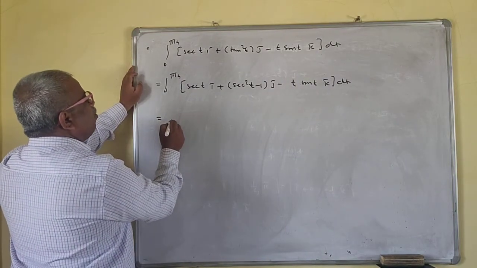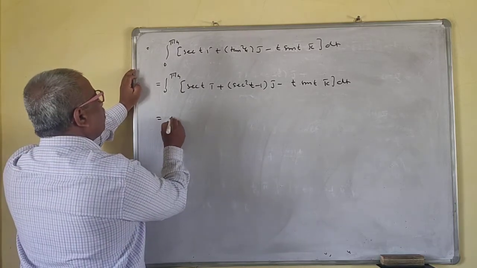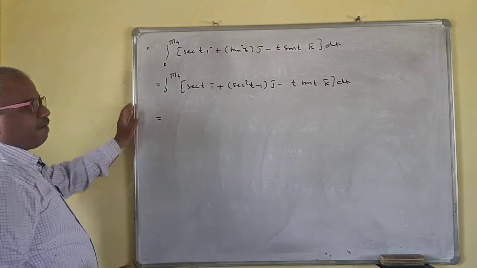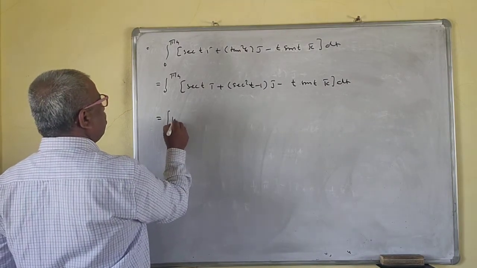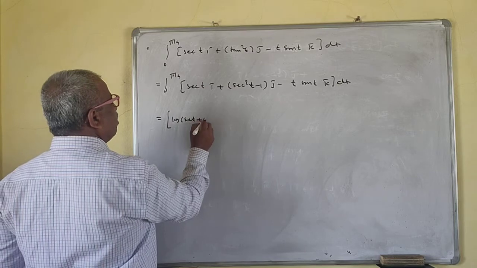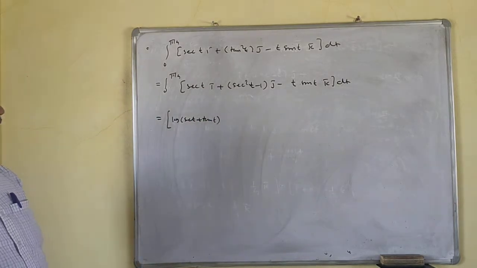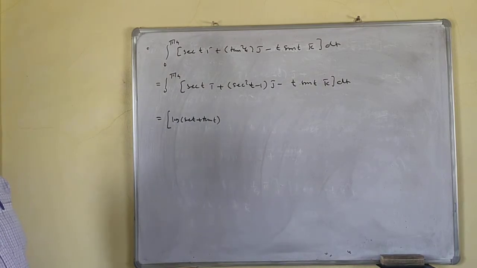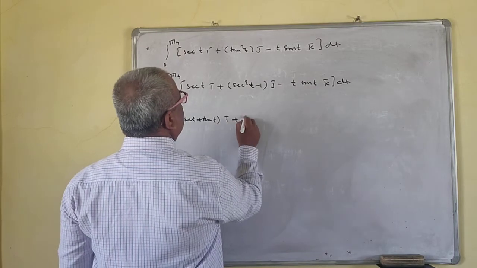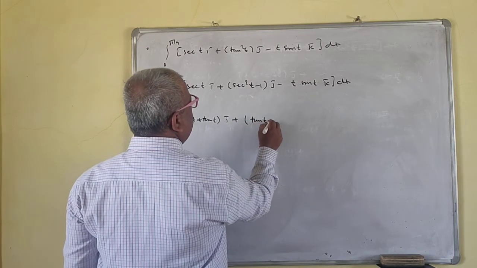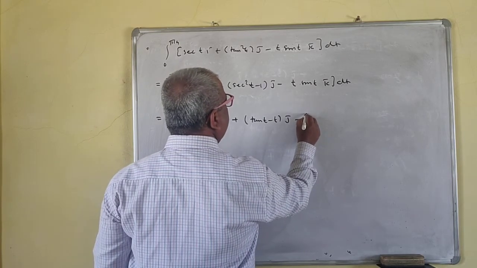Okay. So we'll integrate component wise. Okay. Sec t means what? Log of sec t plus tan t. Integration of sec x is log of sec x plus tan x. Okay. i bar plus sec square is what? Tan t minus t j bar minus. So I will write in bracket.